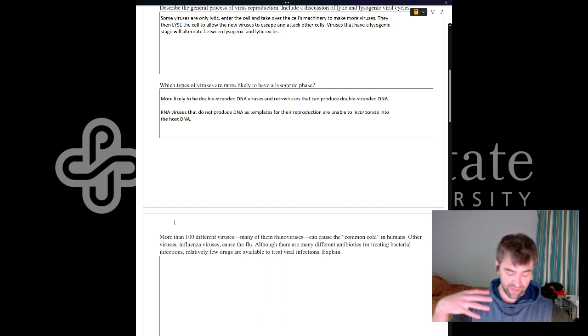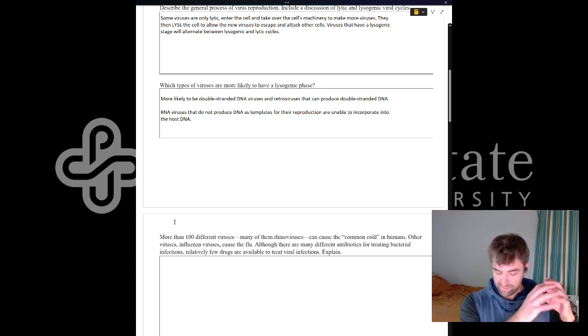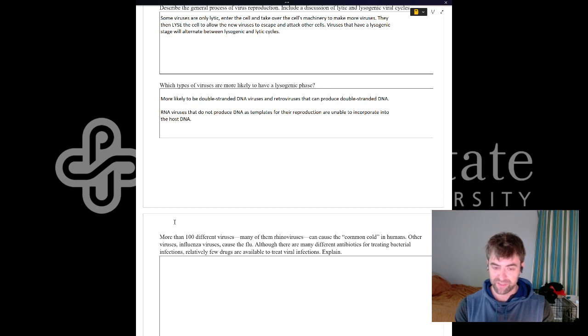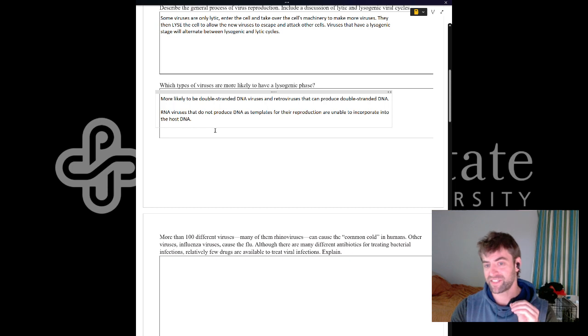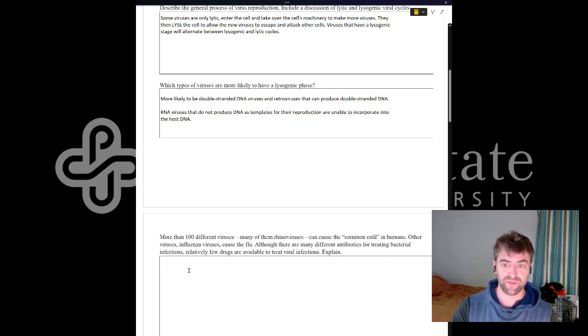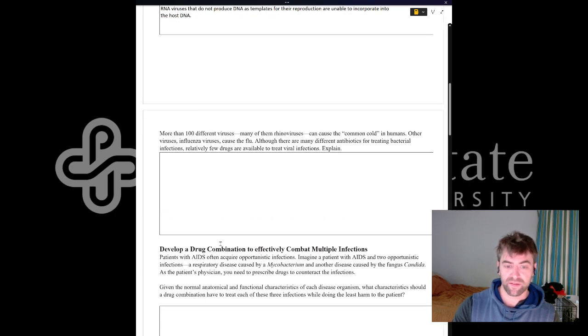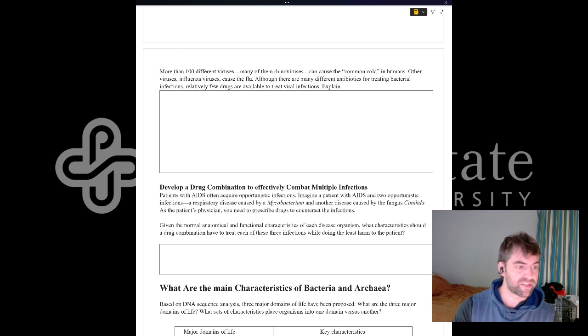So usually in eukaryotic cells we go from double-stranded DNA transcribed into messenger RNA, translated into protein. There's a difference in ordering here, where RNA viruses that don't produce their own DNA templates can't then incorporate it into our DNA to then be transcribed and translated. But double-stranded DNA viruses can incorporate into eukaryotic DNA and have that lysogenic phase.